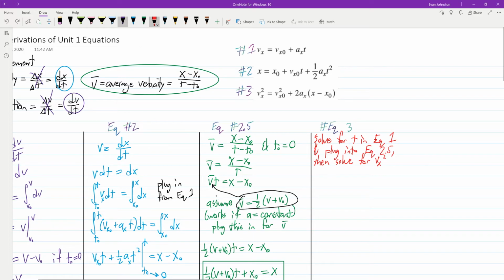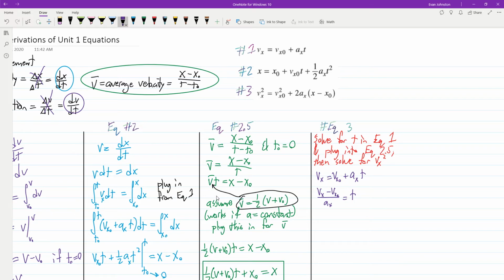So here is my equation 1. We have Vx equals our final velocity equals our initial velocity plus the acceleration times time. Solving this for t, I would subtract the initial velocity over, and then I would divide by a. I have our final velocity minus our initial velocity divided by the acceleration equals time. Okay, that's what we're going to do.